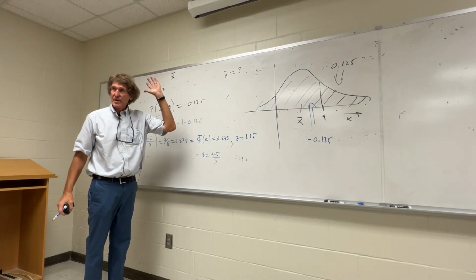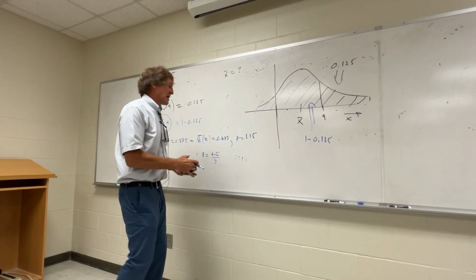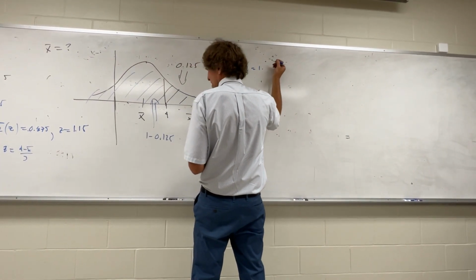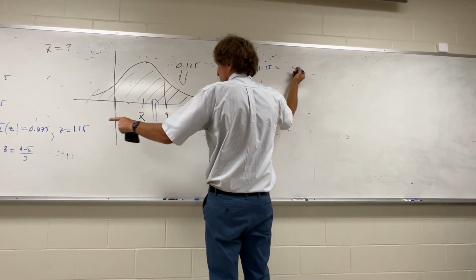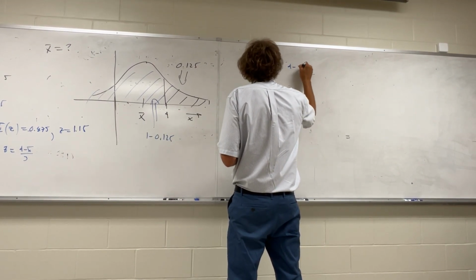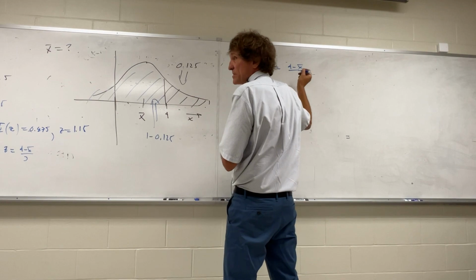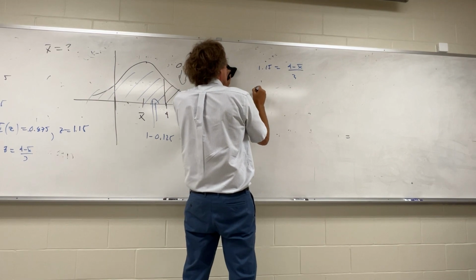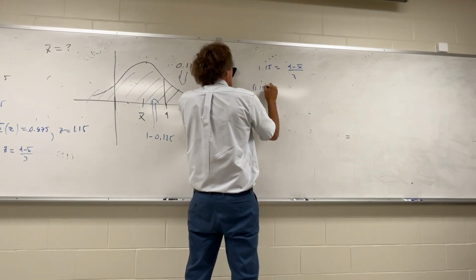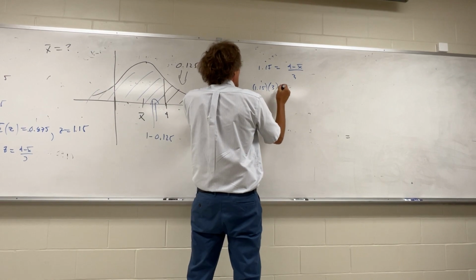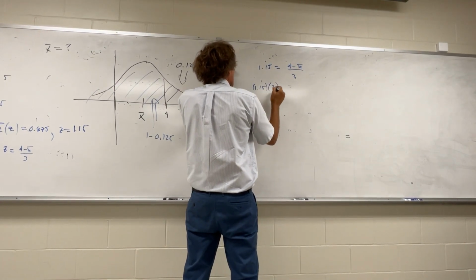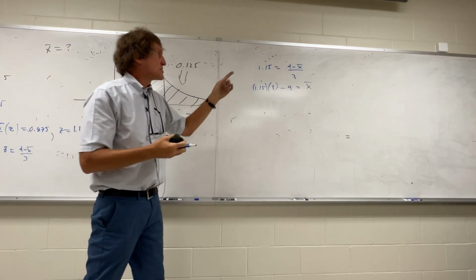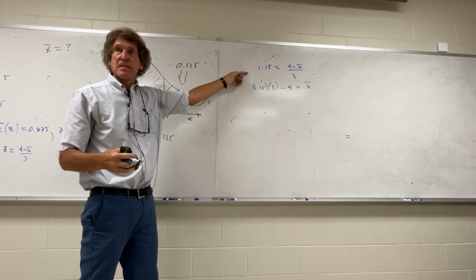How many see this? Now what is the z? Now I have it over here. I have z, which is equal to 1.15, which is equal to 4 minus the mean that we're looking for over the standard deviation, which is 3. So to get the value of x, I take 1.15 times 3, right? I've got that. Now I've got to take 4 to the other side, so it's minus 4 is equal to x bar. And again, I'm just rearranging this right here. Do y'all follow me what I'm doing?